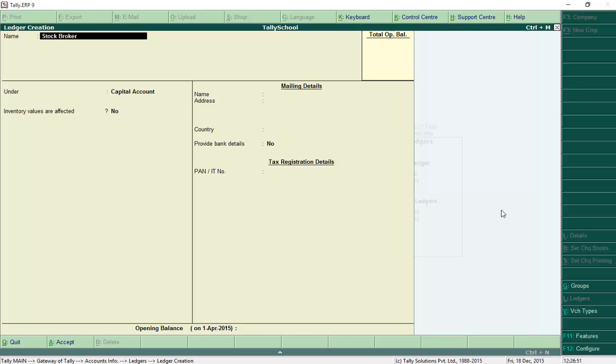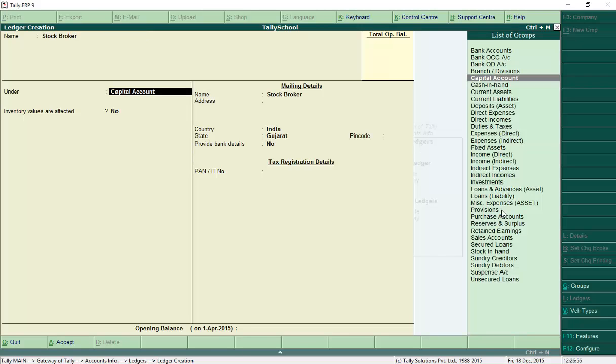You can also write your stockbroker's name if you want for better understanding. And under list of groups, we can select either sundry debtors or sundry creditors. And the reason we can select either one is because whenever you buy stock, that means your broker buys stocks on behalf of you. So that means you have to pay your broker the money, the amount of which he has bought stocks for you. So for you now, he is your creditor.